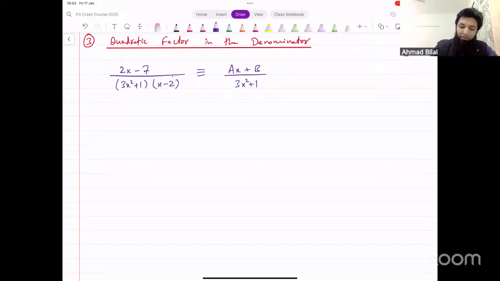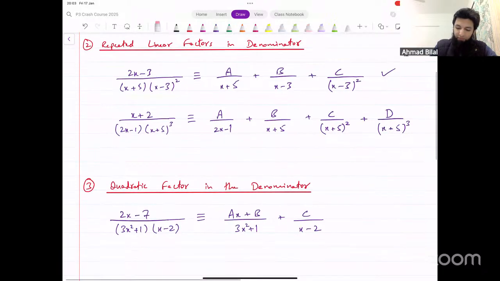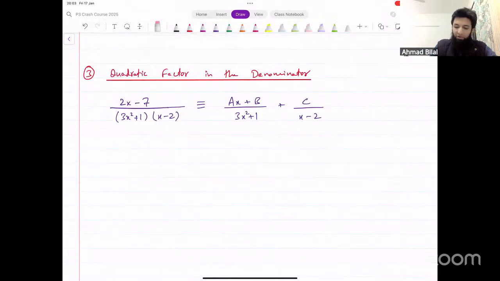And then this is just a non-repeated linear factor. That would just be c over x minus 2. So for quadratic factors, what's a quadratic factor? In which you have x power something. If you have a whole power like this, that's a repeated linear. If you have x squared, that is quadratic.